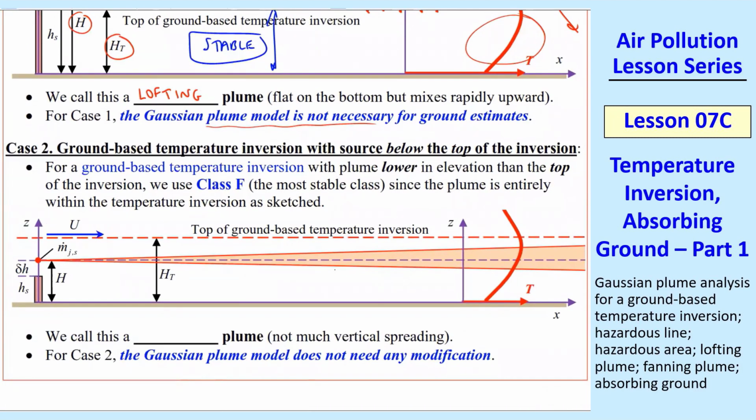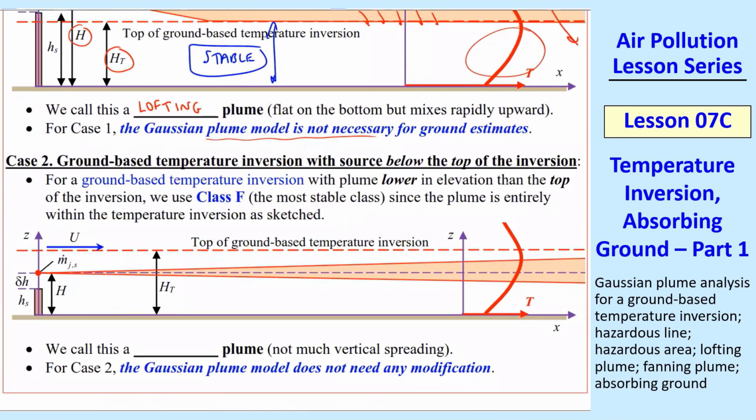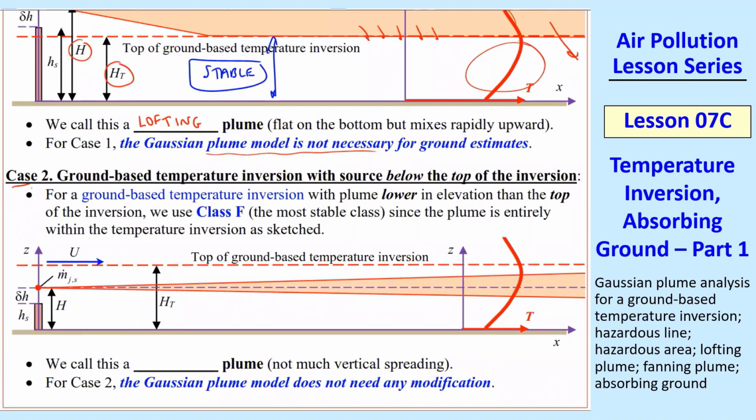What about a ground-based temperature inversion with the source below the top of the inversion? So we have the same temperature inversion that we had in the previous case. This is now case 2. And the difference here is that we have a short stack and not much buoyancy, such that in this case, H is less than HT. Remember, H is where the source is, and HT is the height to the top of this ground-based temperature inversion. How do we deal with that?